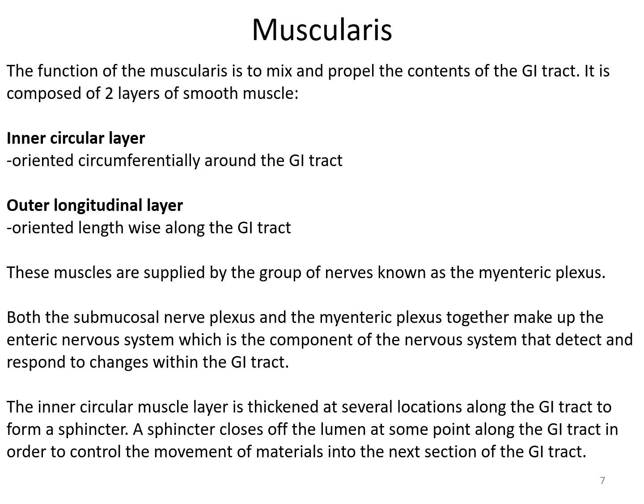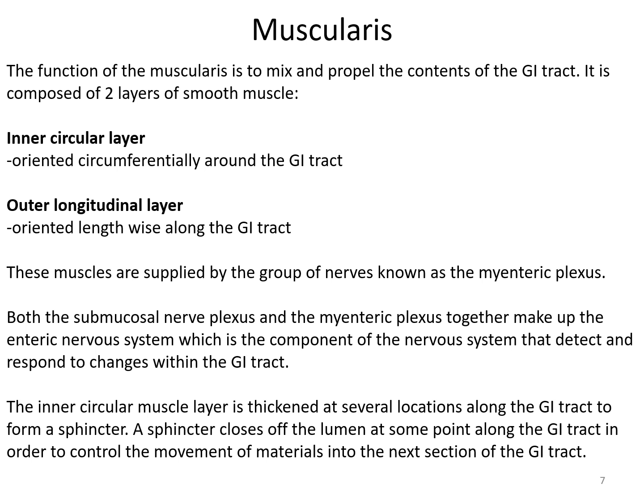So the muscular layer has two layers of muscle. The inner circular layer, I pointed that out earlier, is oriented circumferentially around the GI tract, and I'll show you this again in a minute. And then the outer longitudinal layer is oriented a different way, meaning that the muscle fibers are running in different directions, and that really helps with the mixing.